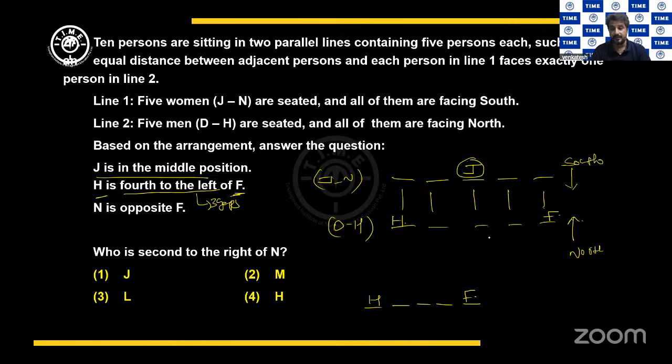Okay, next one. So H, F, J are fixed. Now last one, N is opposite F. N is opposite F. Okay. Now the question asked, who is second right of N? First right, second right of N. Who is there? J. Choice 1. Okay. Right. Now let's see the next question.